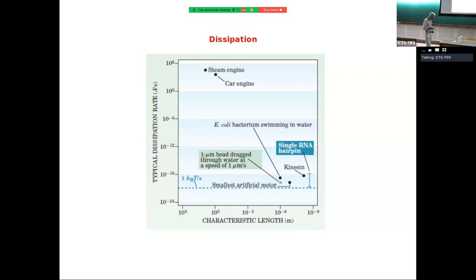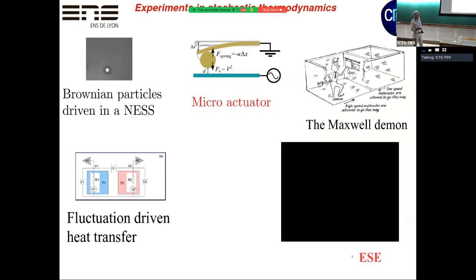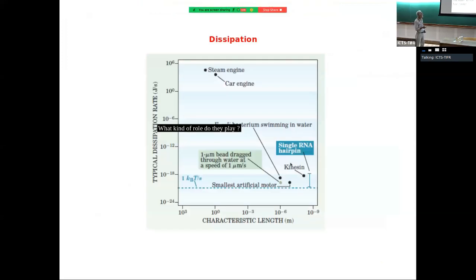And so the question that I want to discuss is: do fluctuations play a role in thermodynamic laws? And if so, what kind of role do they play? These are the two questions that I want to analyze in this series of lectures.